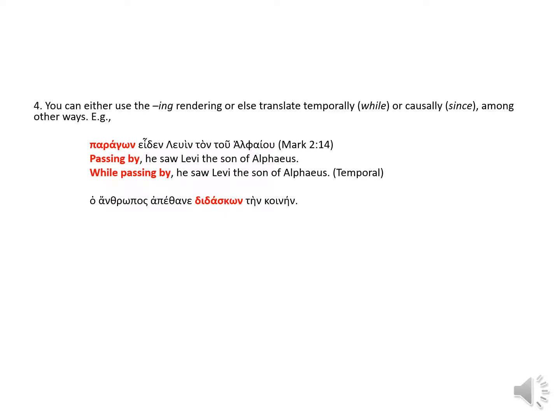So in this example, ha'anthropos apethene didaskon tein koinein. Now we have the man died teaching the koine. So if we use our simple ing rendering, that's what we get. But we could ask, what's the relationship between the dying and the teaching? We might argue it's a temporal relationship. So the man died while teaching koine.